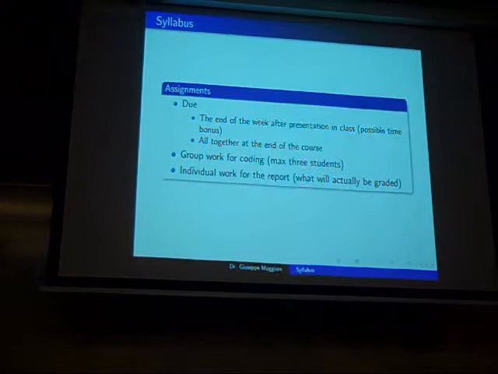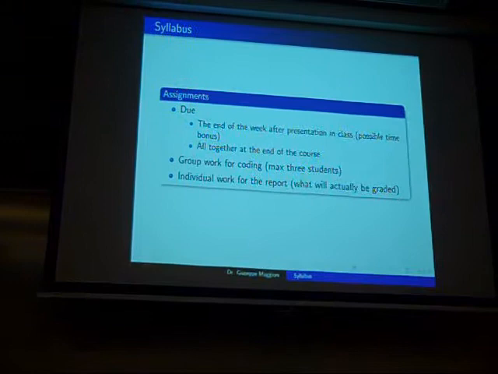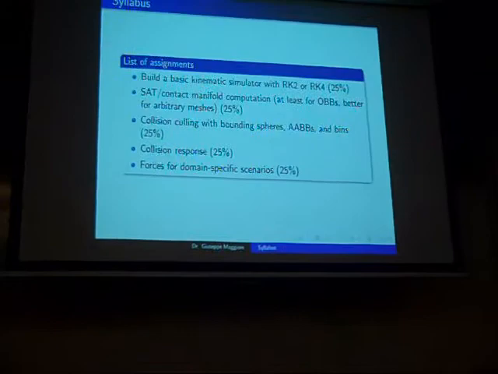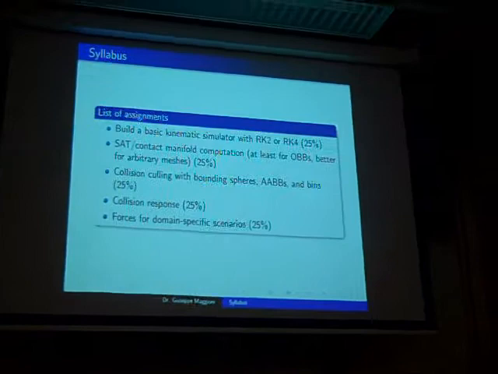I want to make sure that every single one of you has the necessary knowledge and awareness of what went into the practical part. But I also want you guys to build the practical part. Okay. All right, and these are the assignments. So first of all, a basic kinematic simulator with Runge-Kutta 2 or 4, separating axis test and contact manifold computation, so this is precise collision detection, at least for oriented bounding boxes. No joke, oriented bounding boxes are, well... a bitch.